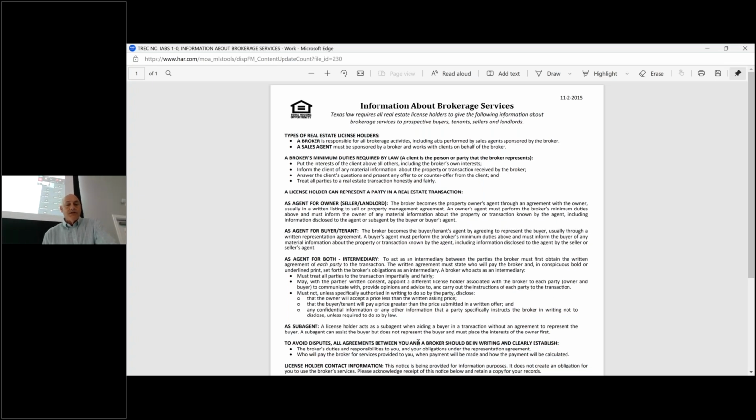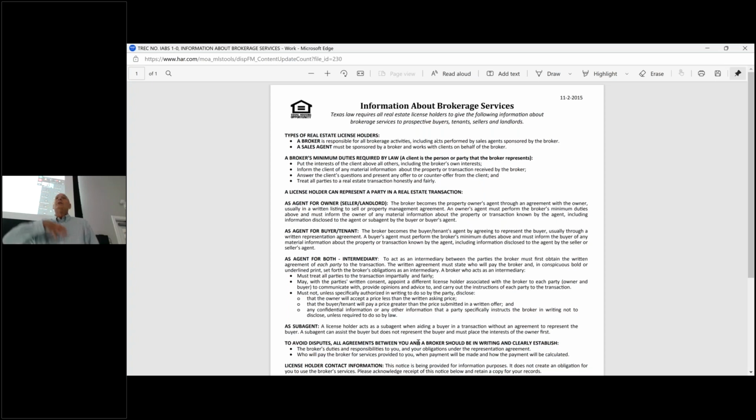Put the interest of the client above all others, including the broker's own interests. Inform the client of any material information about the property or transaction received by the broker. And by the way, that includes even if the seller doesn't want the information to be known. As a real estate professional, if you become aware of a material fact regarding the property and the seller's trying to hide it, you can't hide behind their hiding.